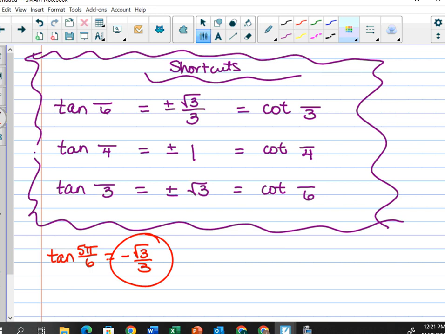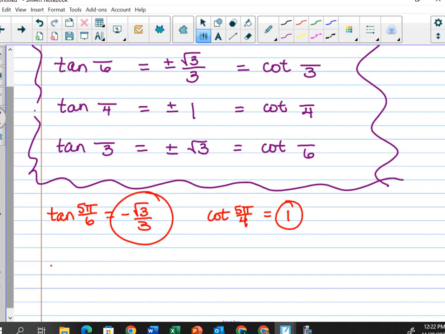Okay? If you understand it and can use these, it is so much faster when we get to the timed trig quizzes. You will actually finish them, okay? All right, what about cotangent of 5 pi over 4? Is it 1 or negative 1? Which quadrant is 5 pi over 4 in? Third quadrant, so you've got a negative over a negative, so positive 1, yes, okay.